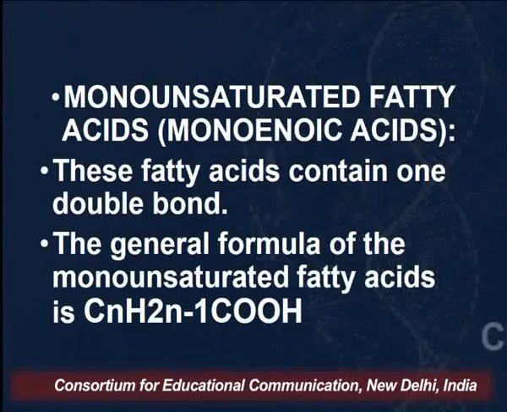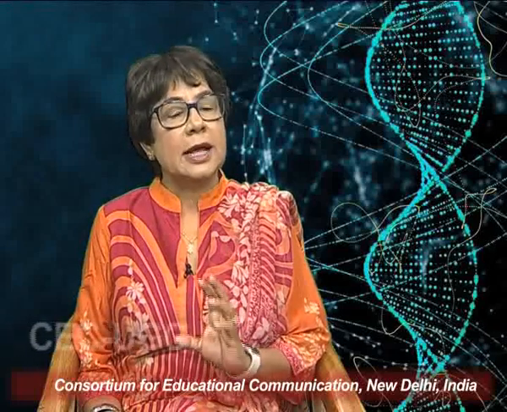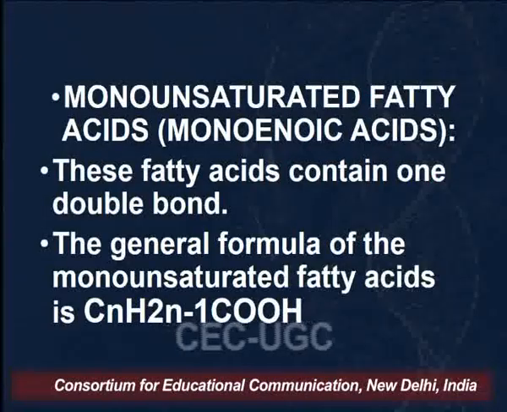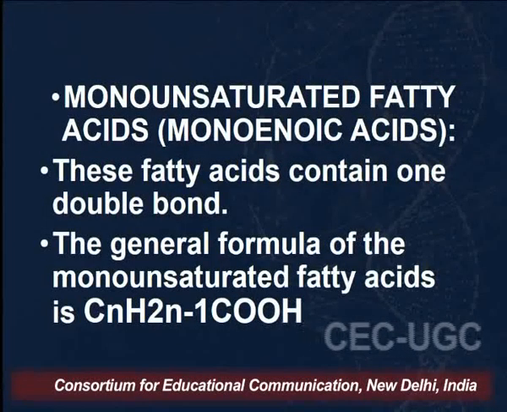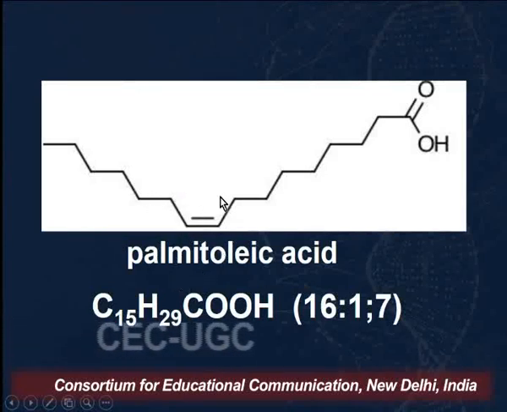CnH2n-1COOH. For example, if I take an acid having 3 carbon atoms, H will become 6 minus 1, that is C3H5COOH would be the monounsaturated fatty acid. And for this, I have again taken an example of palmitoleic acid.